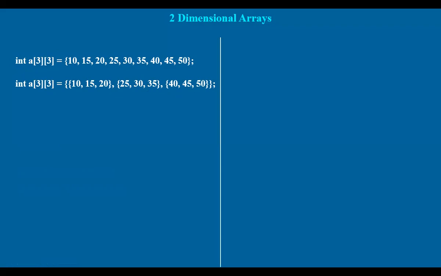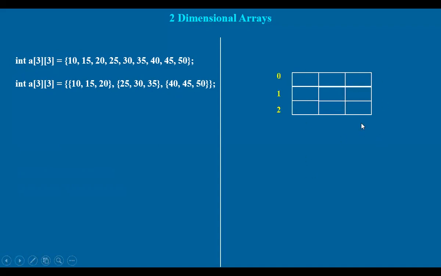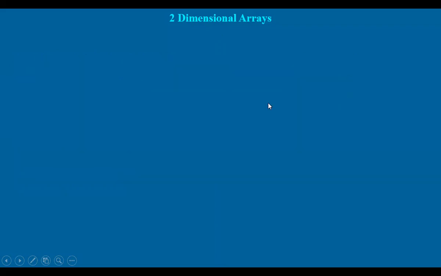Now, if you see how the array is stored in memory locations, take 3 rows and 3 columns like this. They are indexed from 0: row 0, first row, second row. Similarly, the columns: zeroth column, first column, second column. The values stored are the first row elements 10, 15, 20 in the first row, and all the other values are also stored like that, right?